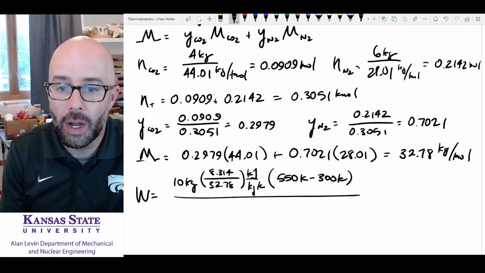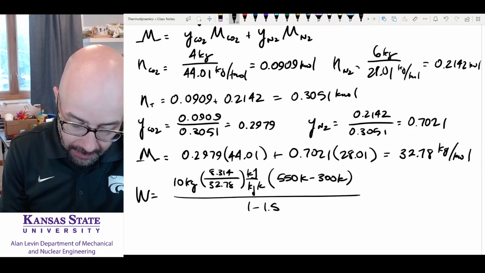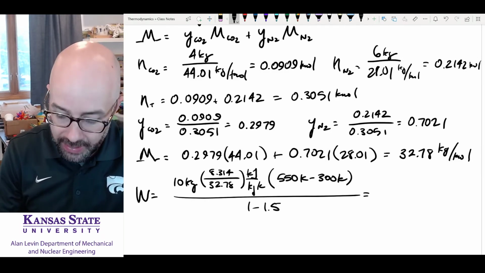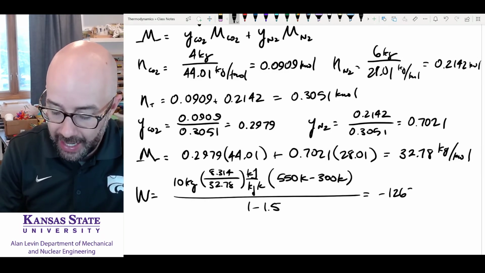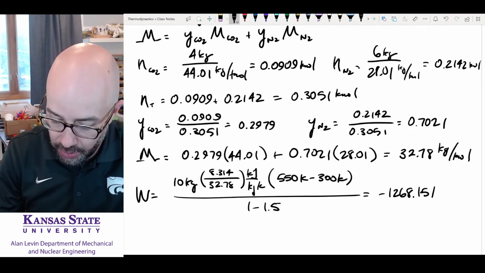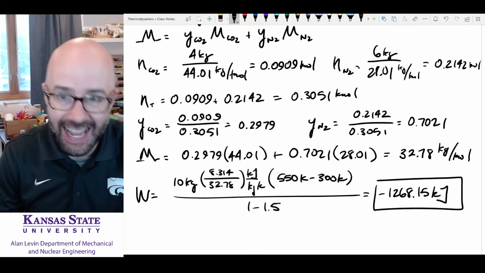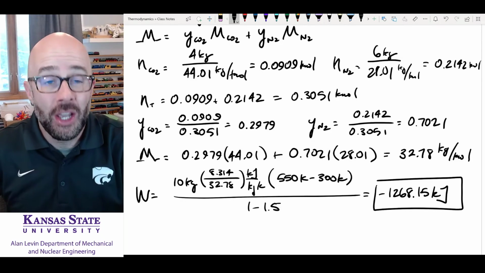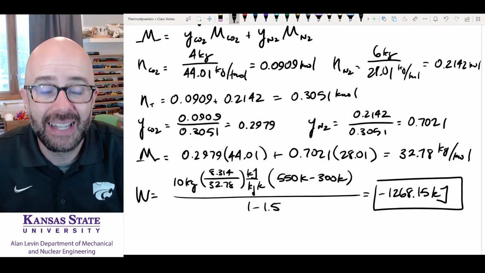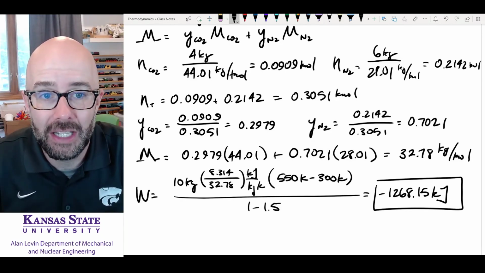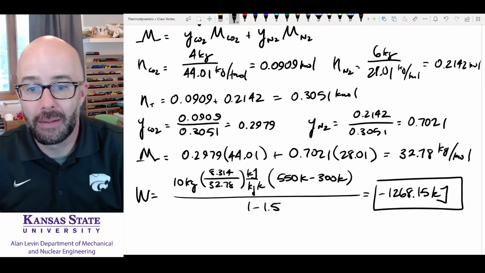Divide all that by 1 minus n, or 1 minus 1.5. And we are going to get a value of negative 1268.15 kilojoules, and that's our work that we have here, negative value. Okay, now good that we got a negative, because the problem statement said compressed. We're expecting it to be negative because we said compressed.